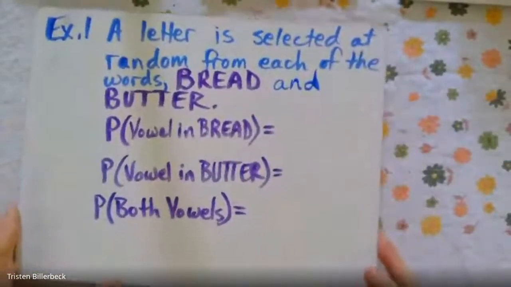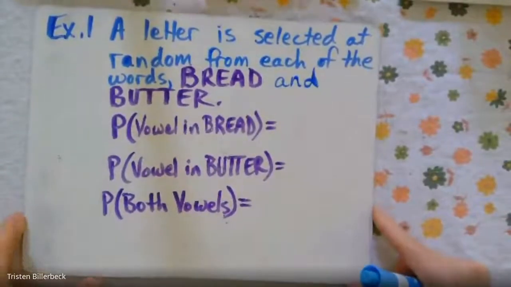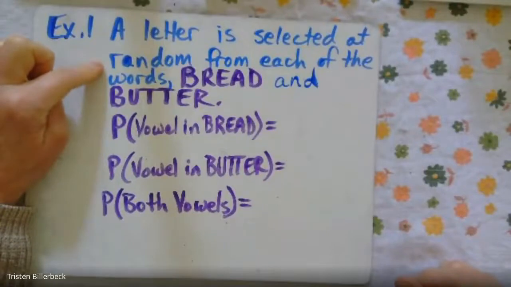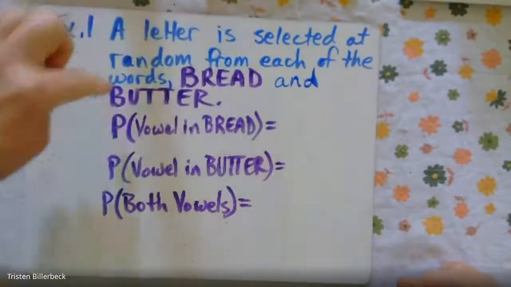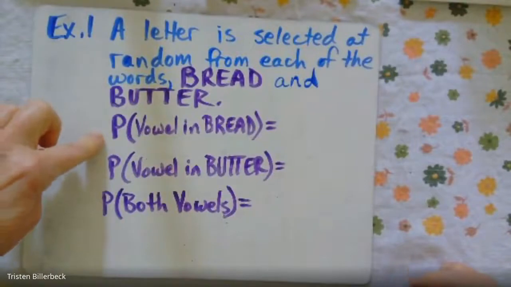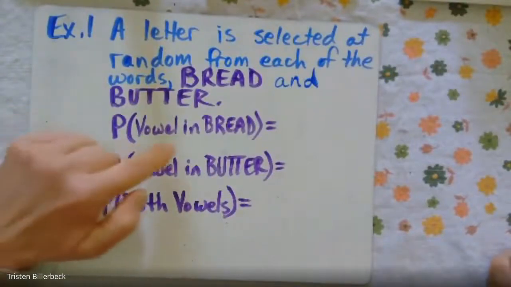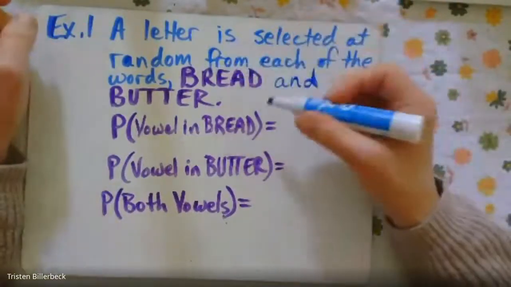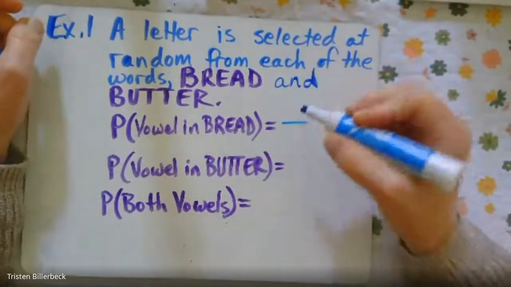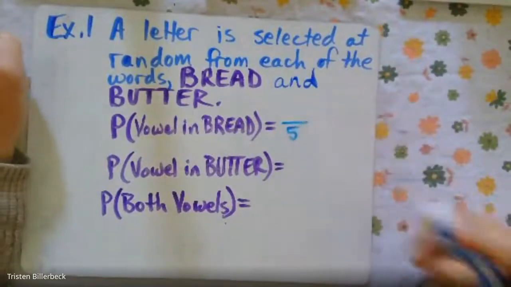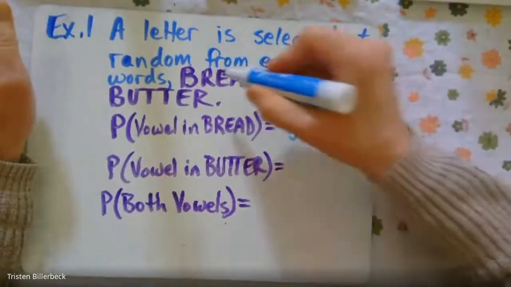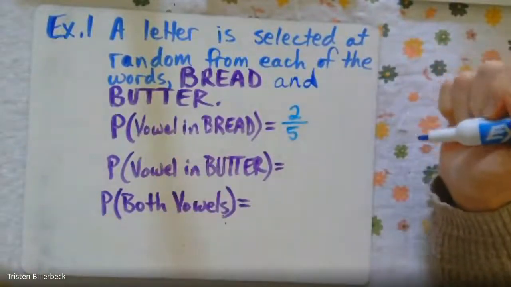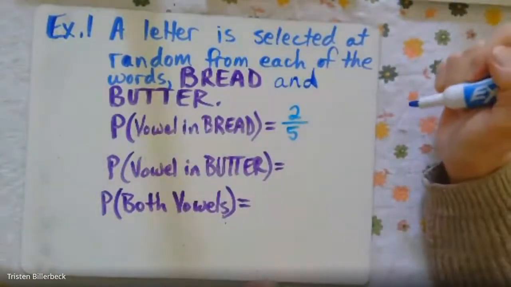So here's an example. A letter is selected at random from each of the words bread and butter. First we want to look at the probability of a vowel in bread. Overall there are 5 letters, so we're going to put a 5 down below for our sample space. But there are 2 vowels. So that's the probability that there's a vowel in bread.